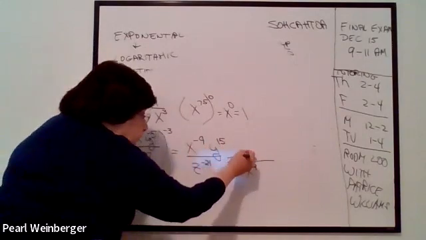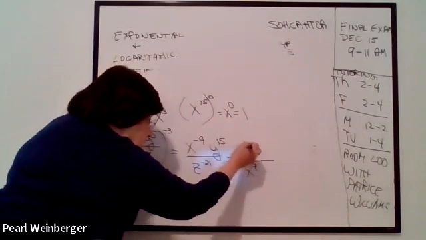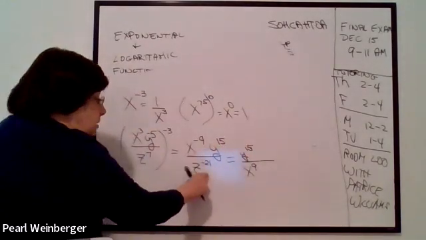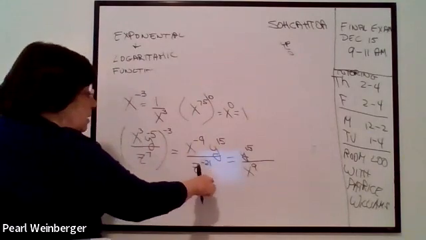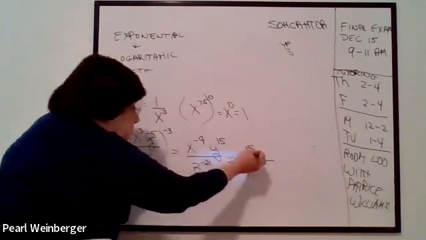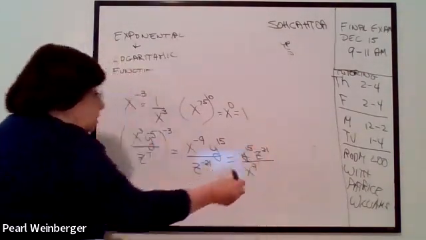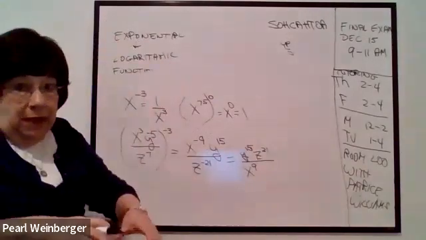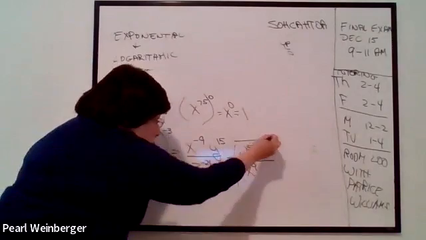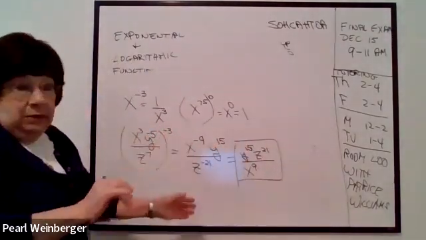The y to the 15 is going to stay on top because it doesn't have a negative exponent. It stays where it is. And the z to the -21, it's in the denominator, it's in the bottom, it has to get moved to the top because that's how you take the reciprocal. Anything on top goes to the bottom, anything on bottom goes to the top. And there's nothing more that you can simplify because there are no like bases.